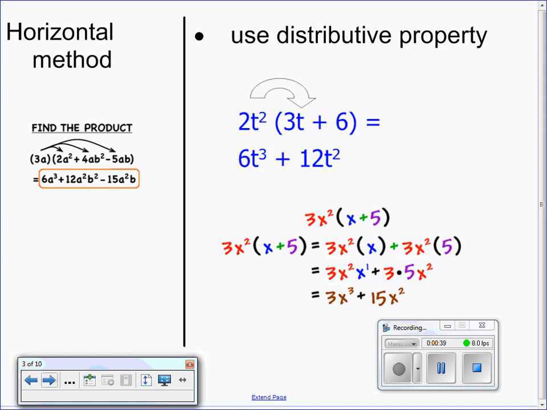The horizontal method is using the distributive property. So the number that's outside of parentheses is going to get distributed to both terms on the inside. So here we have 2t squared times the sum of 3t and 6. You multiply the coefficients for 2t squared and 3t to give you 6, and you add the exponents on the t's to give you t cubed. And then the same would be true for the 6.